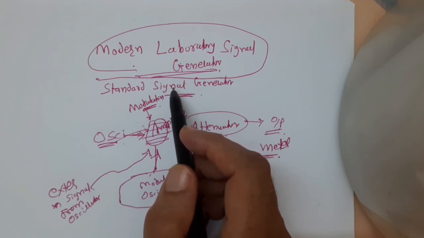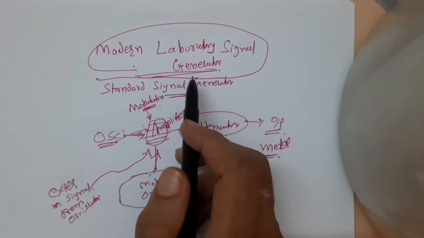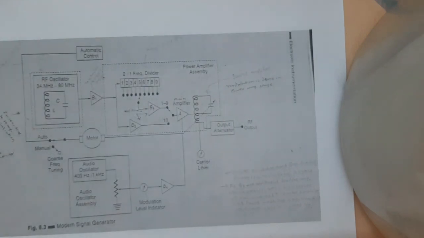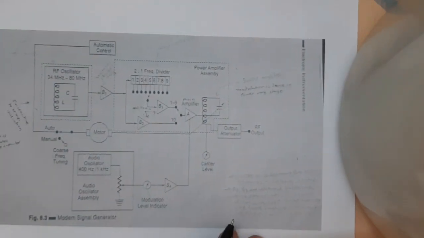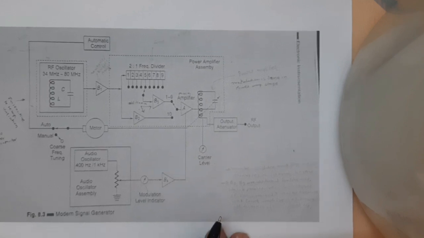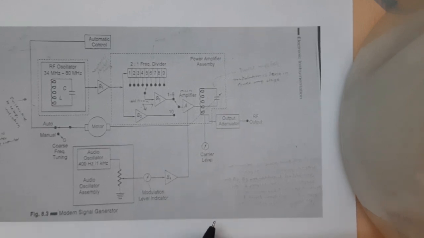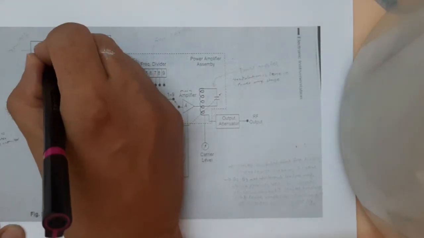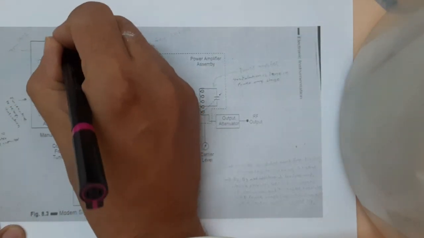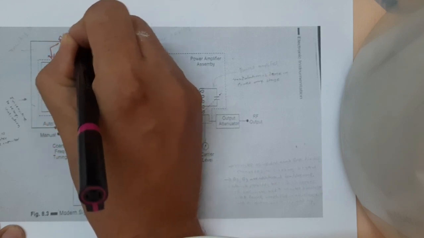The block diagram of the modern standard signal generator is given here. This is the block diagram of the modern standard signal generator. What is inside this? First of all, we are discussing the RF oscillator. This is our RF oscillator.